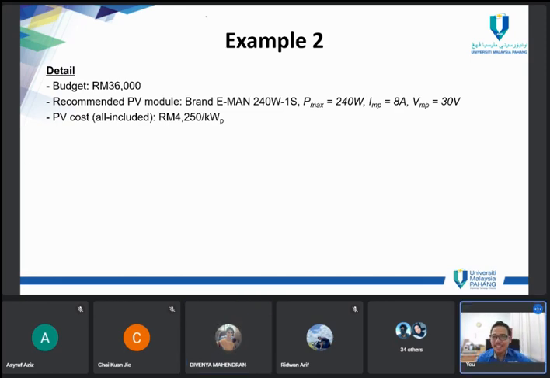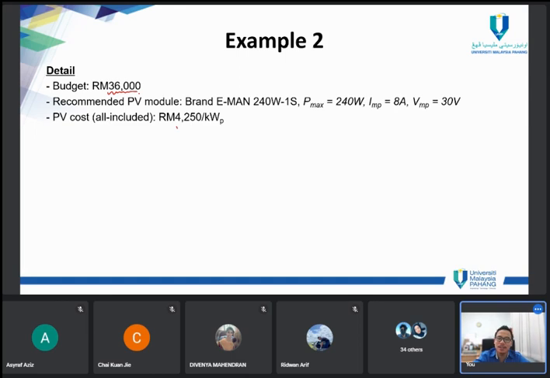Let's proceed. So let's say we have this kind of example. You are given a budget of 36,000 ringgit Malaysia. Someone gives you a gift, 36,000. We also hope that we get this kind of gift, from the dermawan.